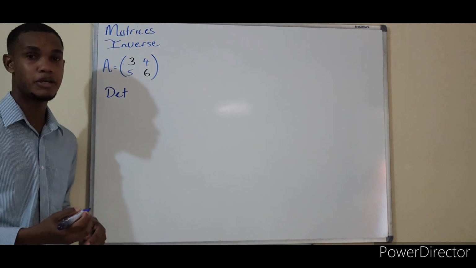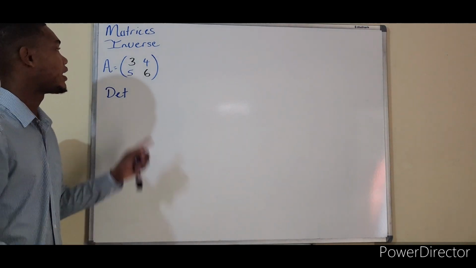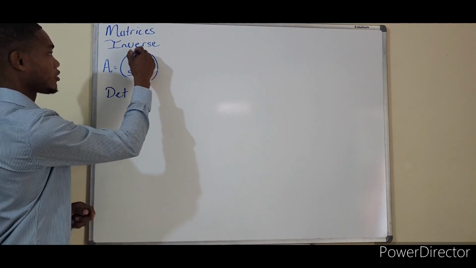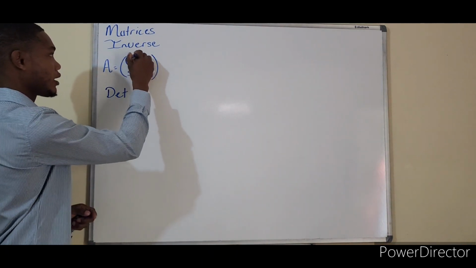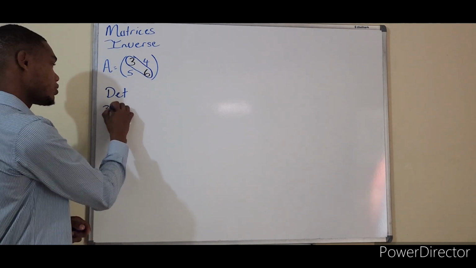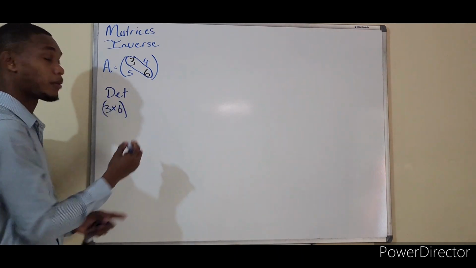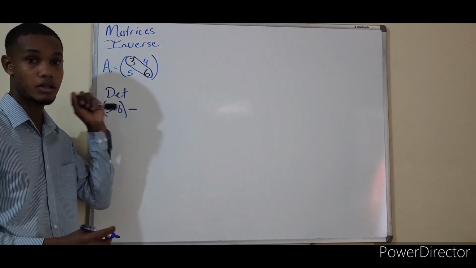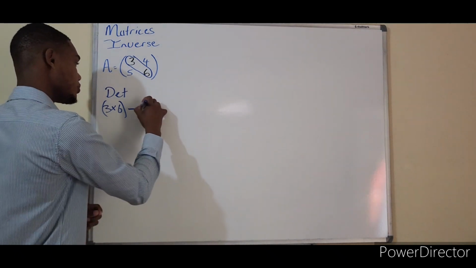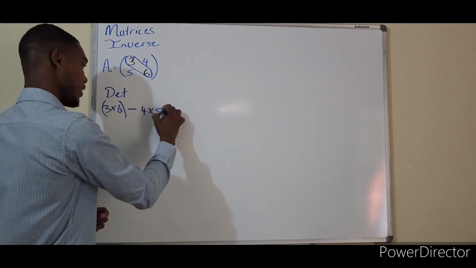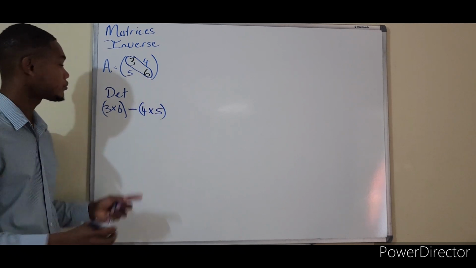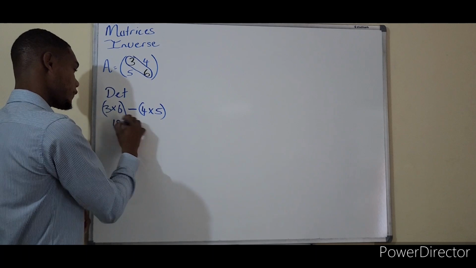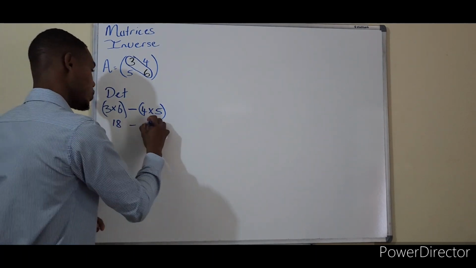Now the determinant of a matrix is to multiply the leading diagonal. And the leading diagonal is the one going this direction. So in this case, it will be 3 and 6. You'll multiply those two first, put a subtraction sign, and then the other 2 numbers that are not the leading, you'll multiply those 2. So it will be 4 times 5. Put that there. Now you'll work out each bracket. So 3 times 6, that will give you 18, minus 4 times 5, 20.